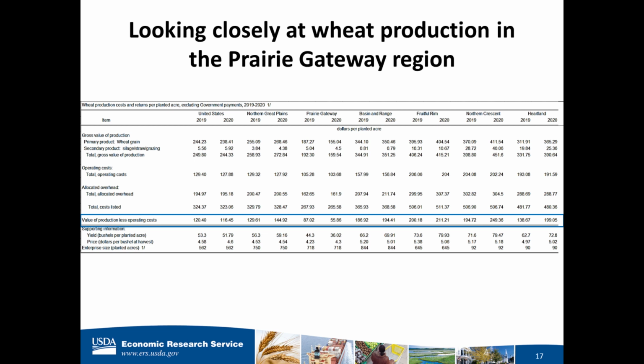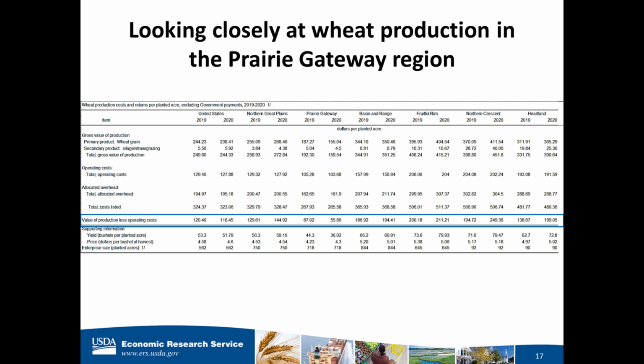Looking at the Northern Great Plains, which would be the next set of columns, it went from $129.61 to $144.92. Then our region of interest, the Prairie Gateway region, the third set of columns, went from $87.02 to $55.86. Similarly, the Basin and Range also experienced an increase, as did the Northern Great Plains, going from $186.92 in 2019 to $194.41 in 2020.